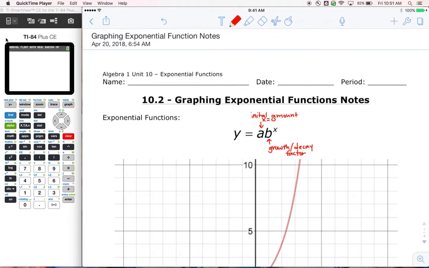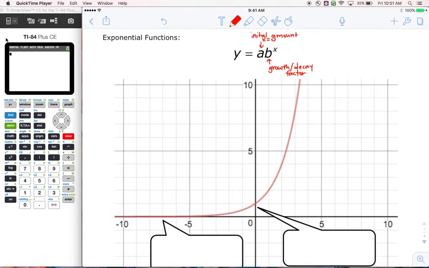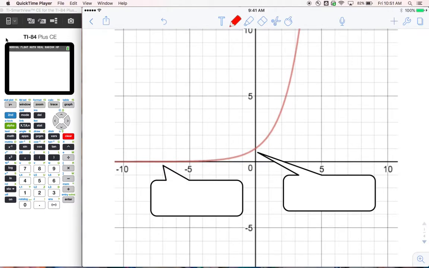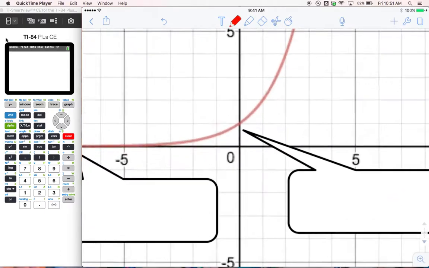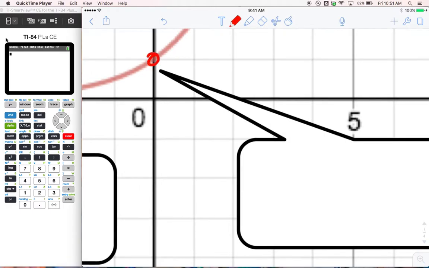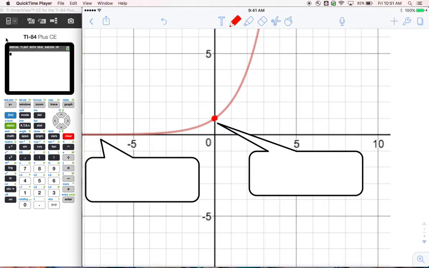Okay, so let's go ahead and look at our graph. I'm going to start with the easy thing first, and that is what this little bubble here is pointing to. We're looking at this point right here. Well, this point is on the y-axis, so we should know that this is our y-intercept. Now what we might not know is that the y-intercept is our a value.